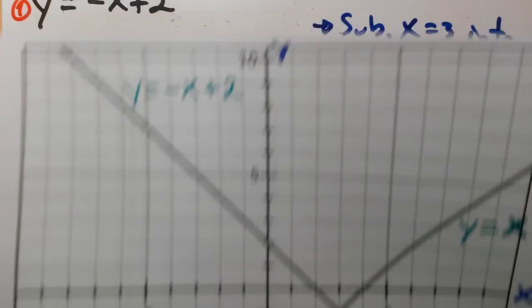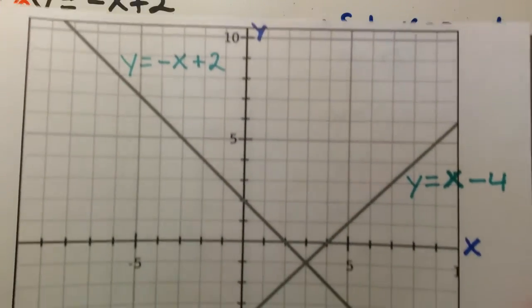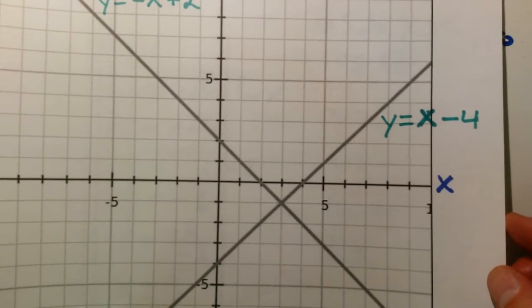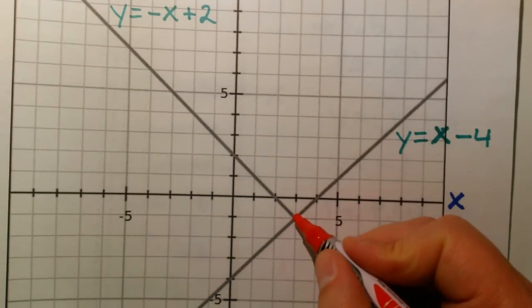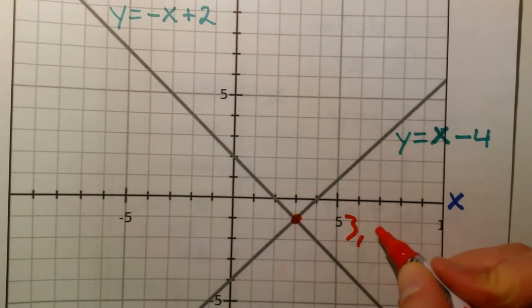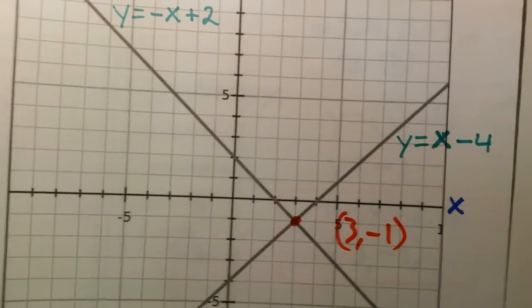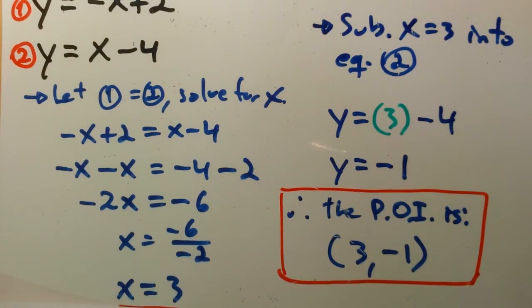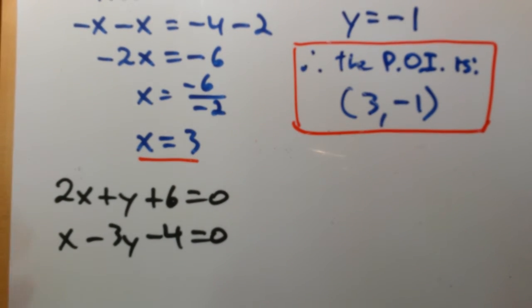We can also go ahead and graph these two lines of the previous example, negative x plus 2 and x minus 4, and we can see that the point of intersection turns out to be exactly what we expected, 3 comma negative 1, which happened to be the point of intersection between these two lines, and we showed how to get that algebraically.